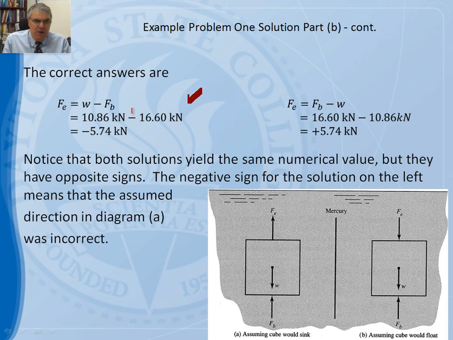F sub E is W minus F sub B, or F sub E is F sub B minus W. In this case, it's W minus F sub B. Please make a note of these equations and note the differences. So in this case, the final answer is 5.74. That's the magnitude of the final answer. But the direction for the first case is negative. That means that the negative sign for the solution on the left that we originally assumed is not correct, right?